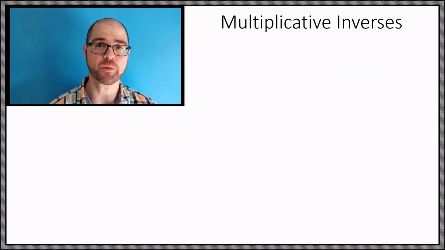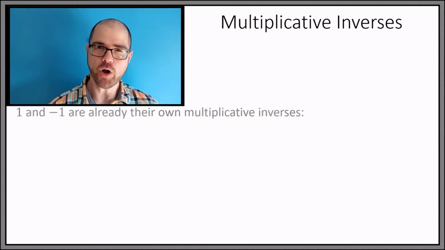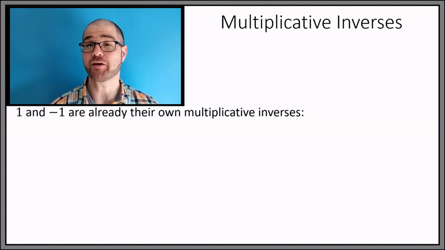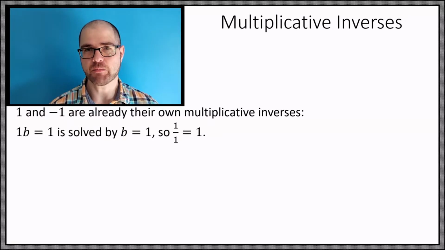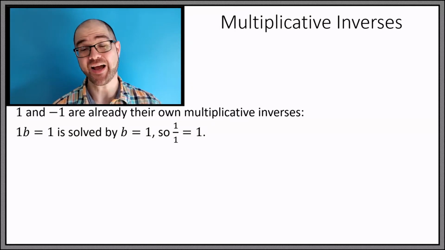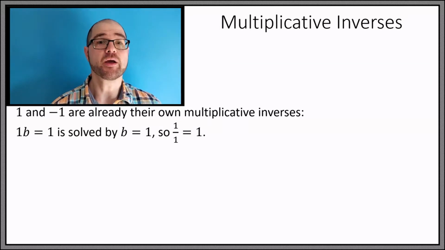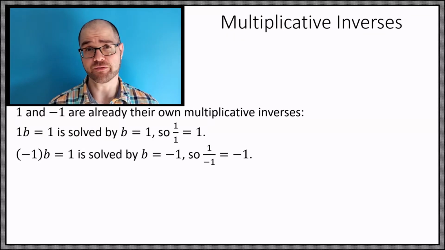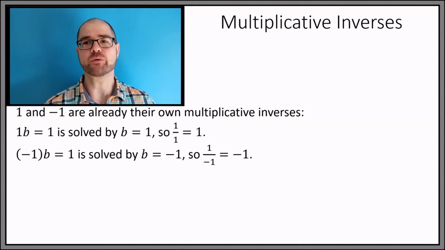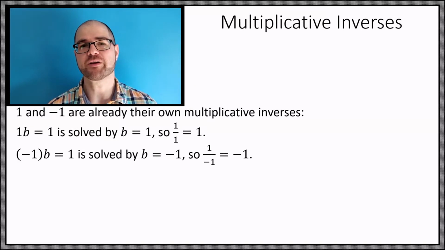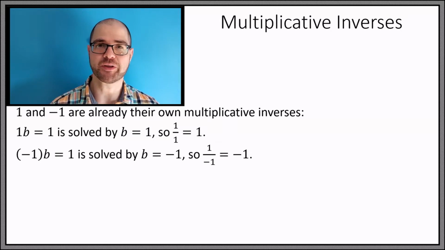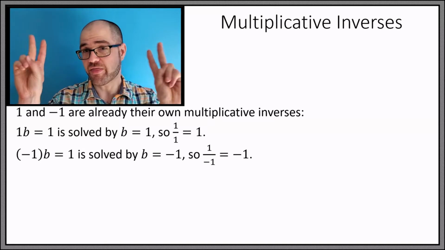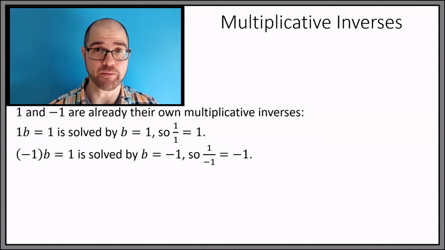Just like 0 was its own additive inverse, 1 and negative 1 are already their own multiplicative inverses. Here we see that since the number to multiply 1 by and get out 1 is 1, 1 over 1 is 1. And since minus 1 times itself is also 1, 1 over minus 1 is the same as minus 1. These statements are true, mind you, because the very definition of a multiplicative inverse of a number is the thing you multiply by to get out 1.